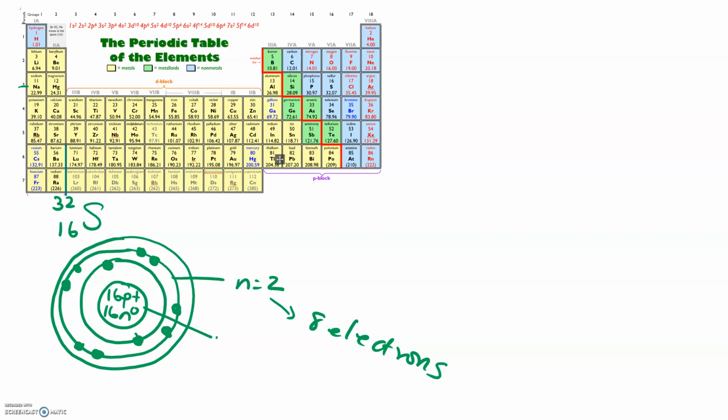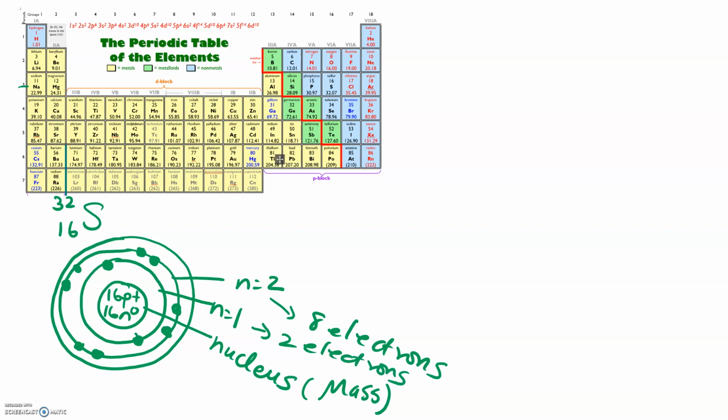This right here is your nucleus. That's where the mass is. All right, and this is n is equal to 1 energy level, and this can have 2 electrons. Maximum it can have is 2 electrons.